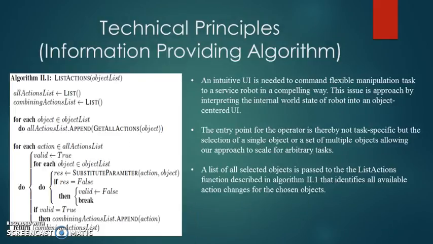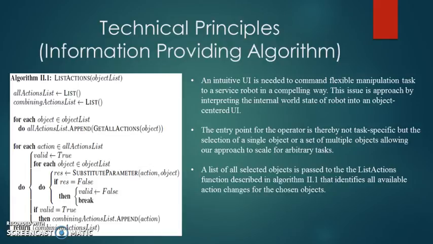Then the technical principle is the information providing algorithm. An intuitive UI is needed to command flexible manipulation tasks to a service robot in a compelling way. This issue is approached by integrating the internal world state of the robot into an object-centered UI. The entry point for the operator is thereby not task specific but the selection of a single object or a set of multiple objects, allowing our approach to scale for arbitrary tasks.